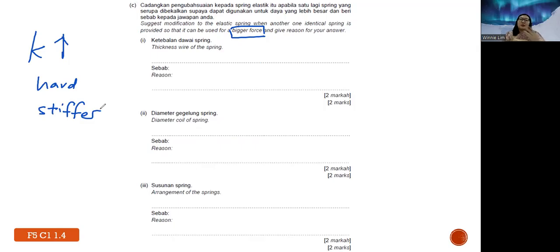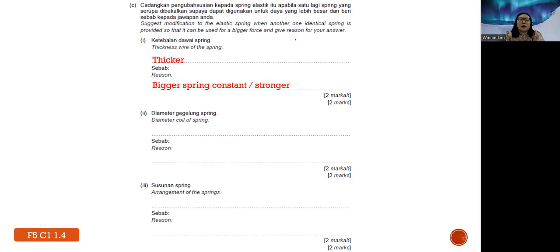Okay, vice versa, if spring constant is low, that means it is easy for you to stretch or compress. Okay, so thicker wire will be higher spring constant, or vice versa. So of course it should be thicker. Yeah, so first point you say thicker. Okay, then you can say bigger spring constant, or the spring is stronger.